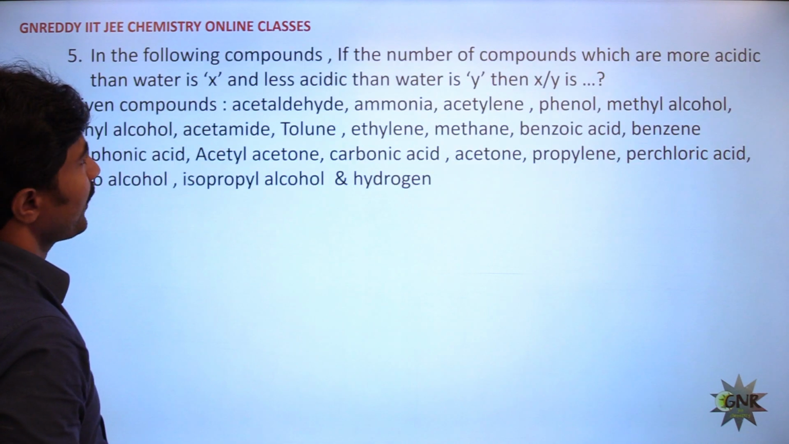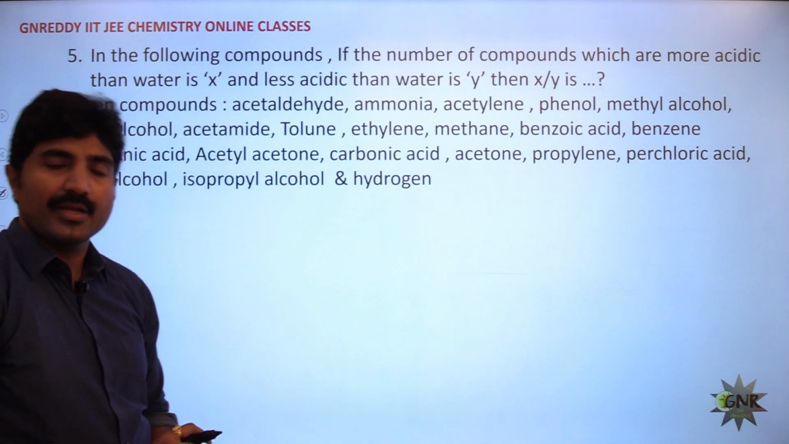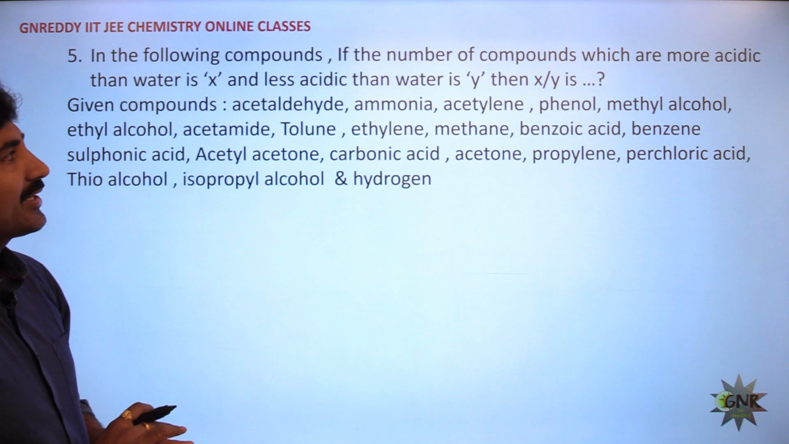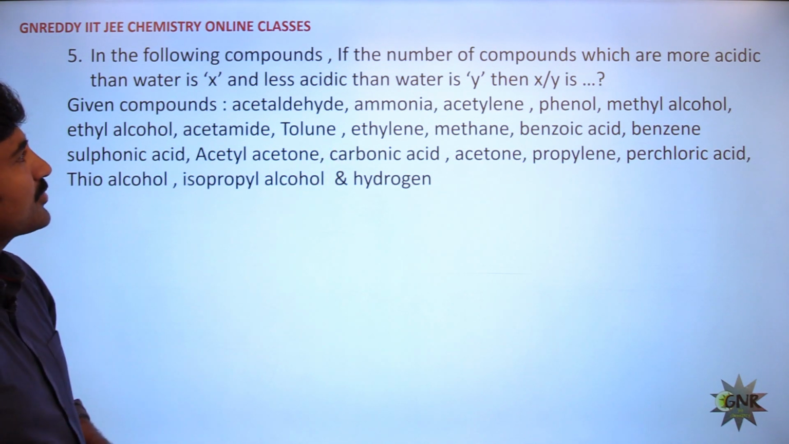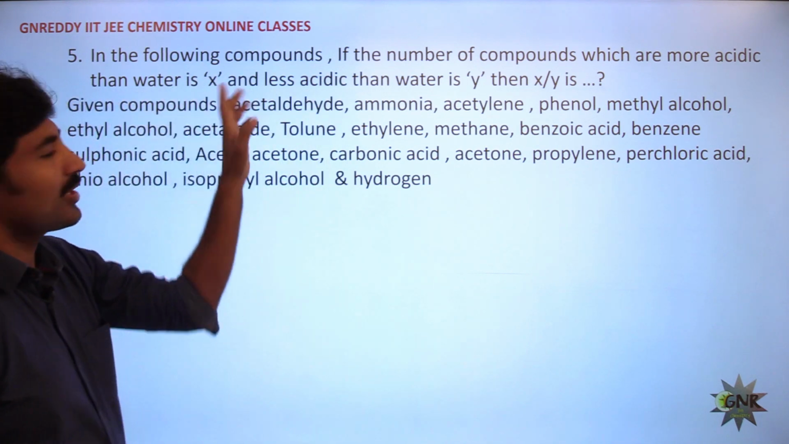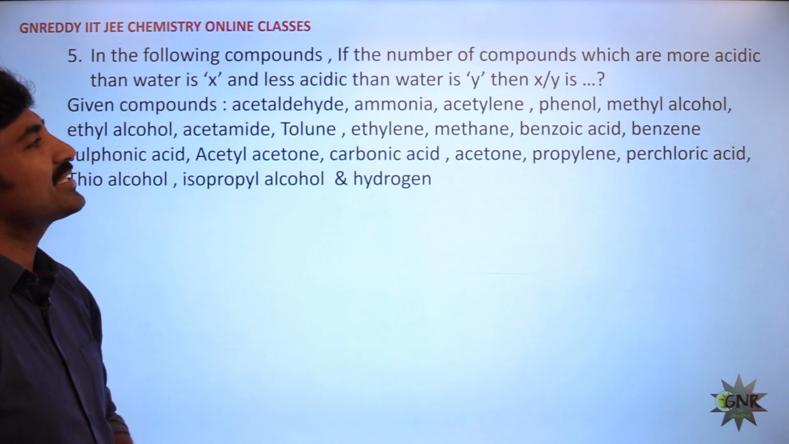And next one, see, this is one more very important model in organic chemistry. This is related to the acidity concept. Here I have given some compounds. So if the number of compounds which are more acidic than water is X and less acidic than water is Y, then what is the X by Y value?